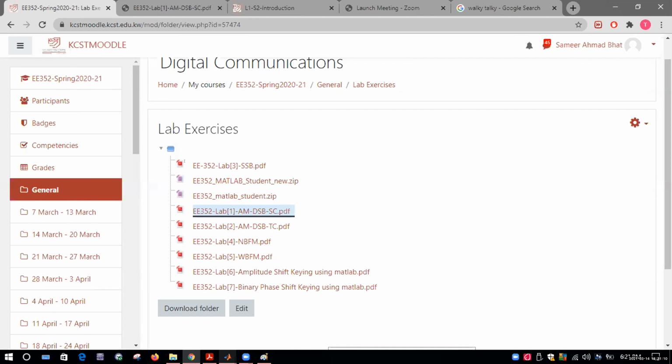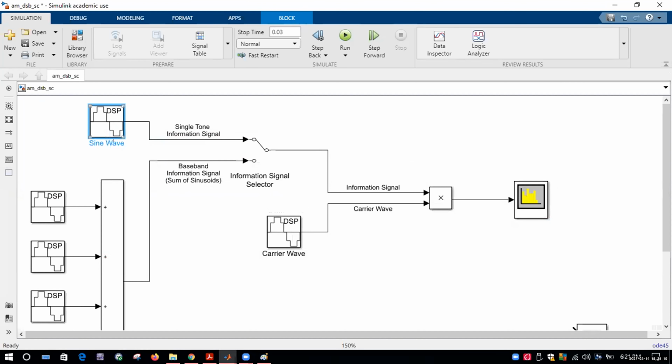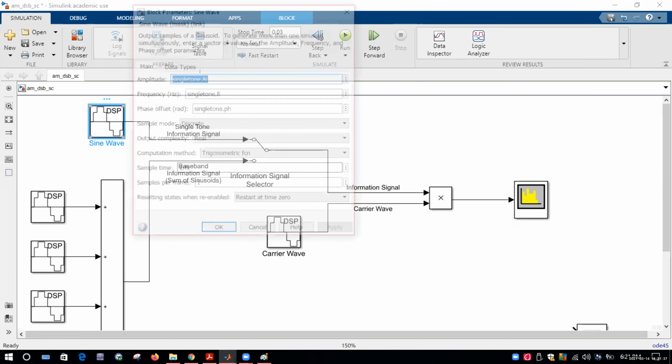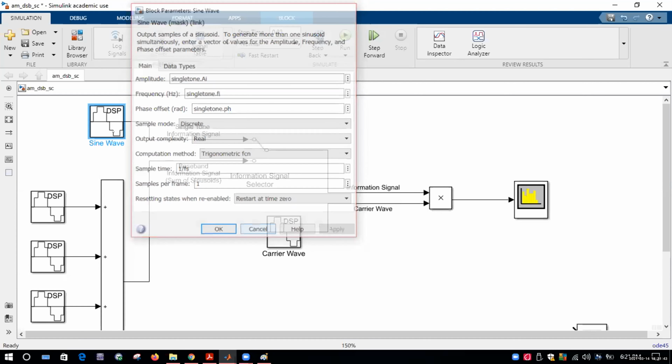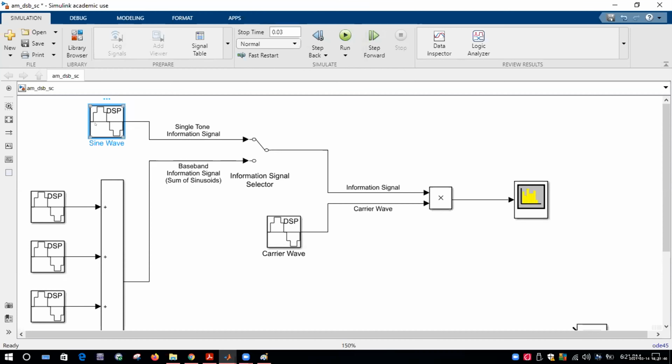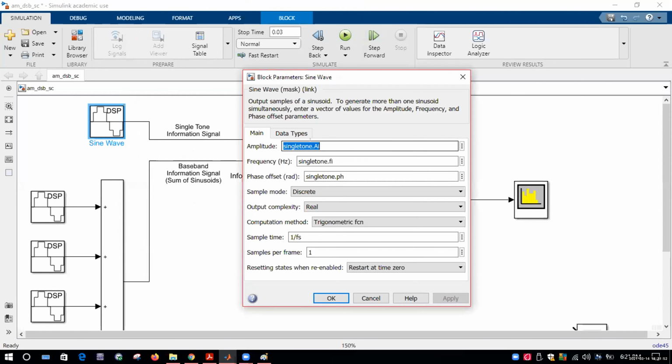Okay, once you do that, you will find this one. Now watch. I'm using the spectrum analyzer. How do I know what is the information signal frequency? And how do I know how much is the carrier? Do you know what is the carrier frequency here? No. So how do I know? Double click on this box and you will have something here, variable name AI. This is amplitude. Again, double click on this DSP block. When you double click, you will have a window like this, where it says single tone.